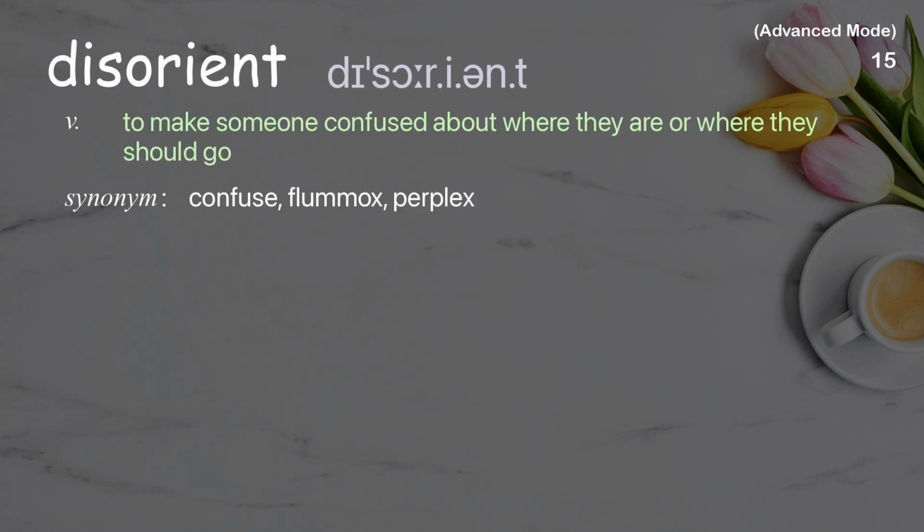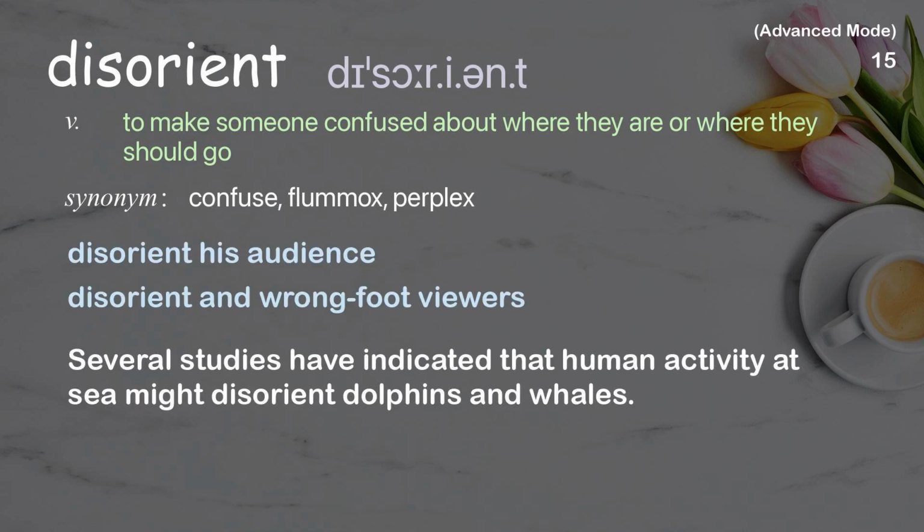Disorient. To make someone confused about where they are or where they should go. Examples: Disorient his audience. Disorient and wrong-foot viewers. Several studies have indicated that human activity at sea might disorient dolphins and whales.